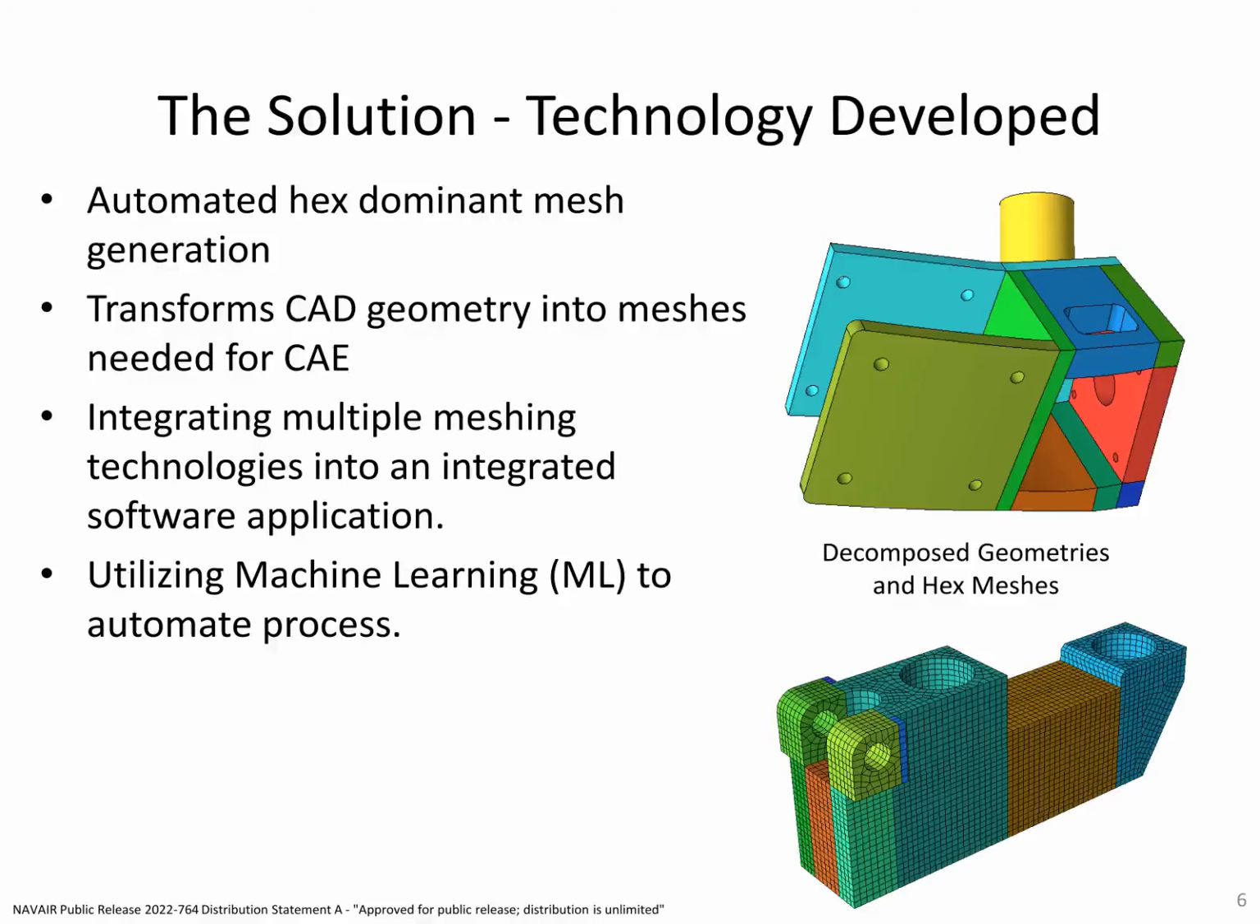So the approach we're taking here isn't really completely new. It's based on taking a complex shape and dividing it up into simpler shapes in which a hex mesh can be automatically created. What we're bringing to this process is utilizing multiple different types of meshing technologies, each of which can be applied to different types of geometries, and also integrating machine learning into this process to bring automation and improve the efficiency of the entire process.